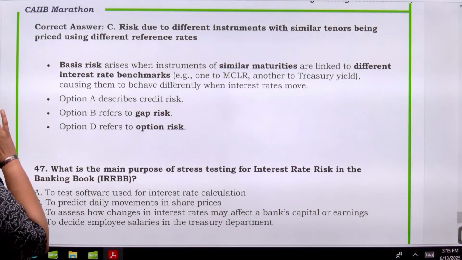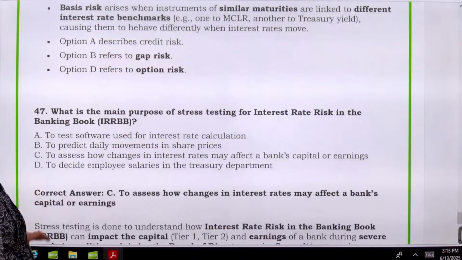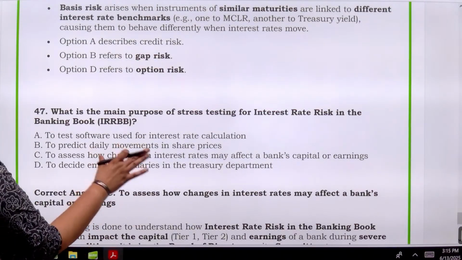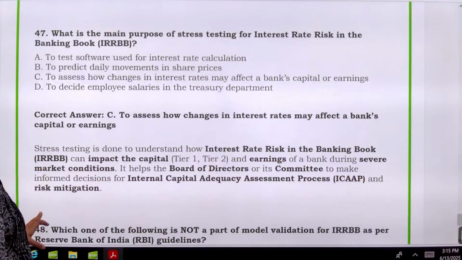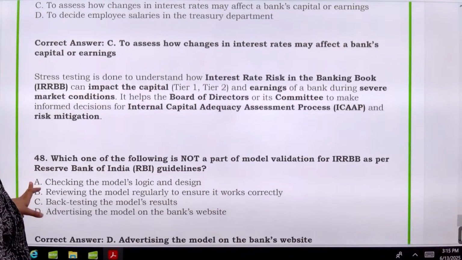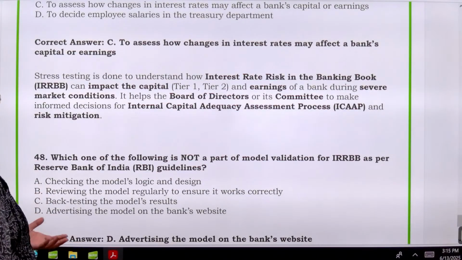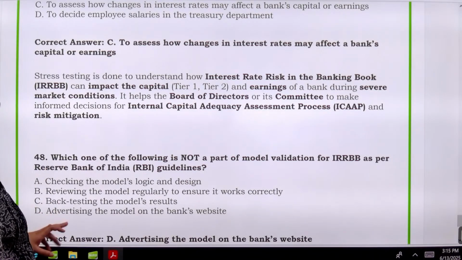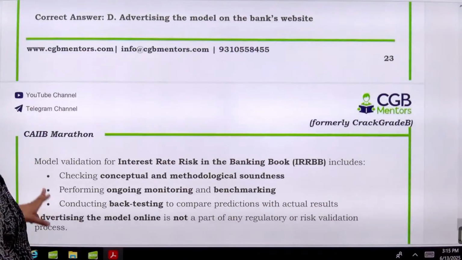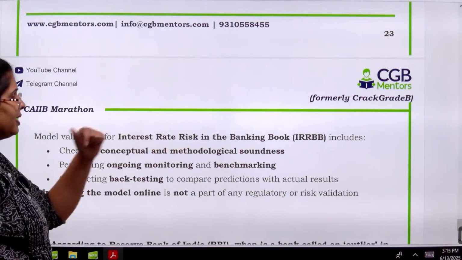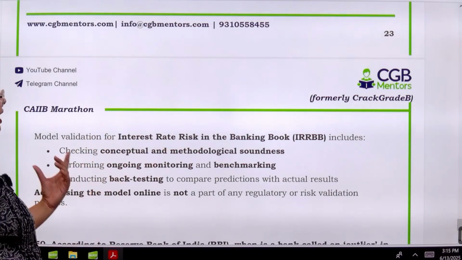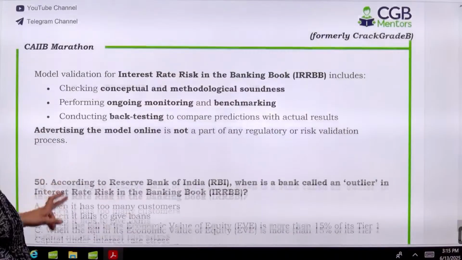Now what is the main purpose of stress testing for interest rate risk in the banking book? We want to see how changes in the interest rate may affect the bank's capital. This is why stress testing is done. Next, which one of the following is not a part of model validation as per the RBI guideline for interest rate risk in the banking book? Over here, advertising the model on the bank's website is not, right? Model validation includes checking methods, performing monitoring, conducting back testing, but advertising is out of scope.